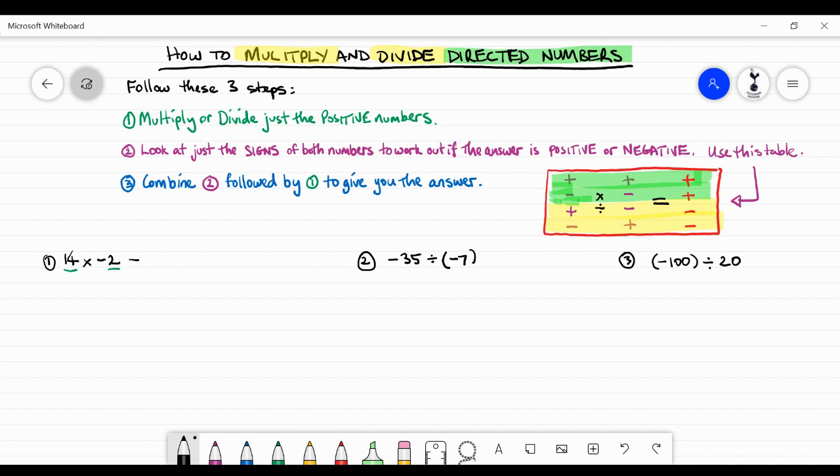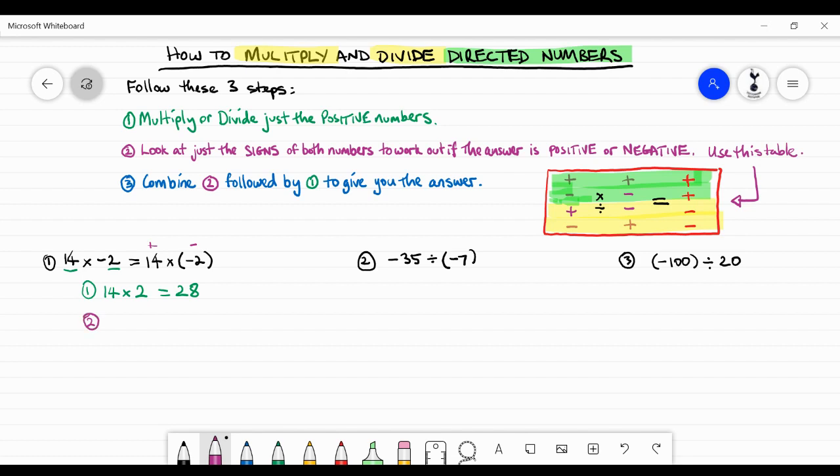And by the way, you might see this, and I think it's better to write it as 14 times, put the minus 2 in brackets. Okay, so step 1, you've got to do 14 times 2, just the positive parts, that's equal to 28. Step 2, just look at the signs now. Now here you've got a positive 14, and a negative 2.